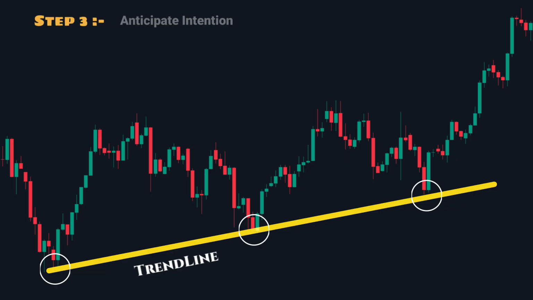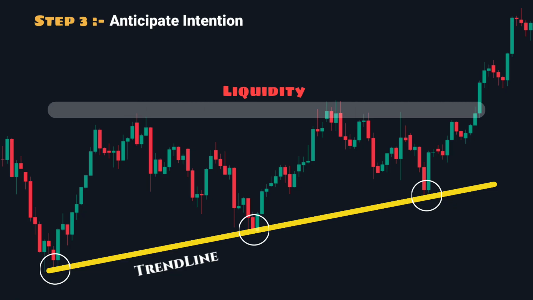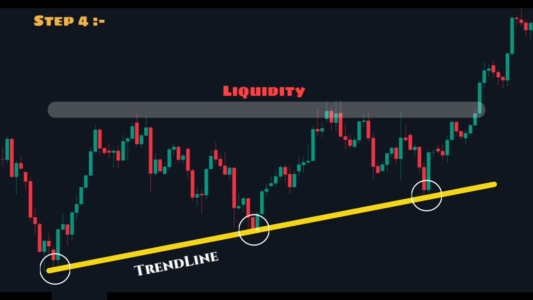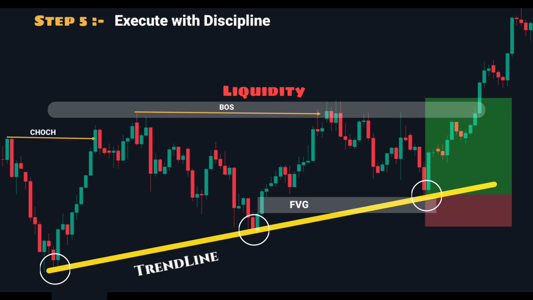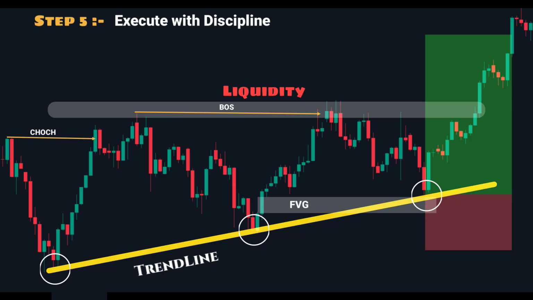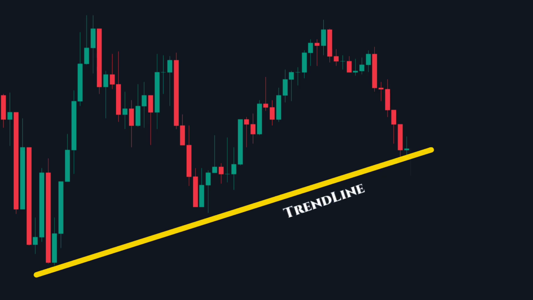Step 3. Anticipate intention. Where is liquidity likely hiding? Where could the market be trying to shake weak hands? Step 4. Confirm context. Look at the surrounding structure, recent shifts, inefficiencies, prior liquidity grabs. Step 5. Execute with discipline. Only act when the behavior, structure, and intention line up. Nothing else matters.